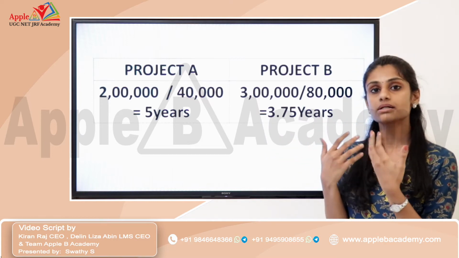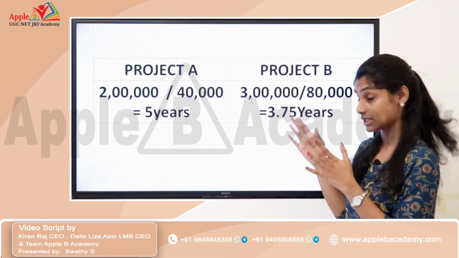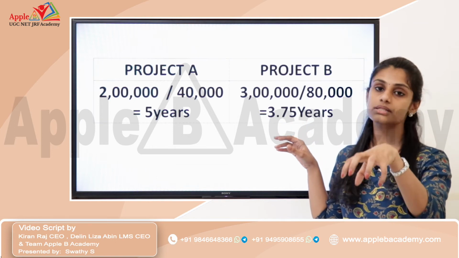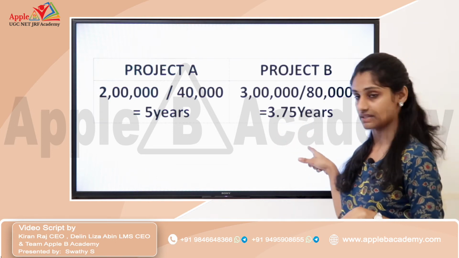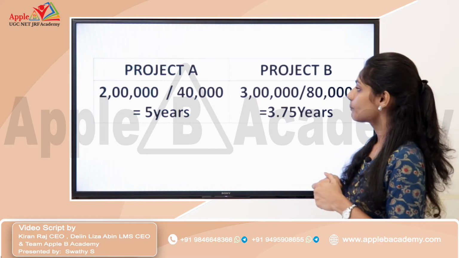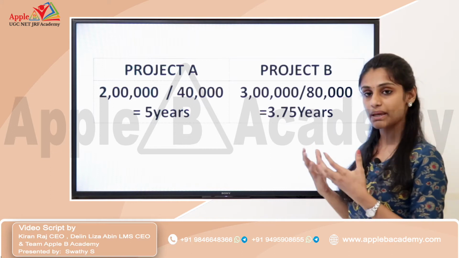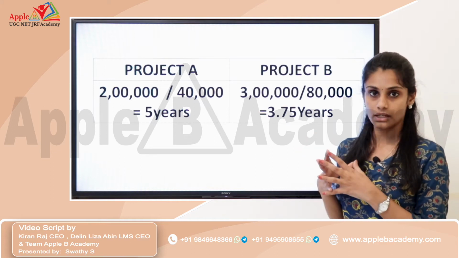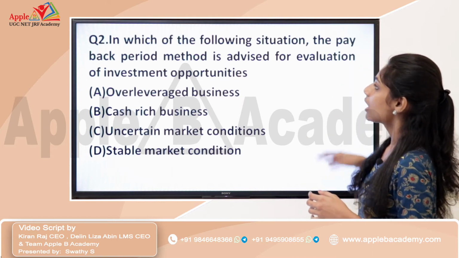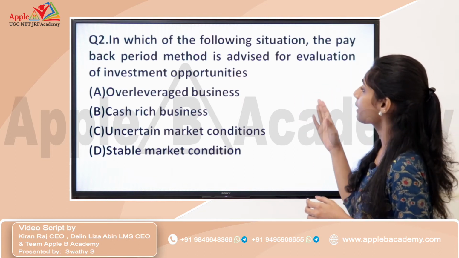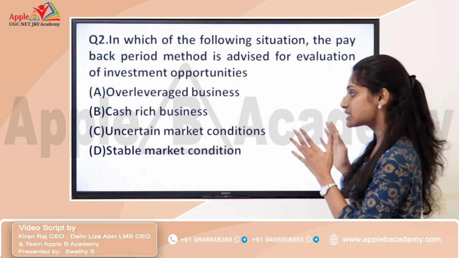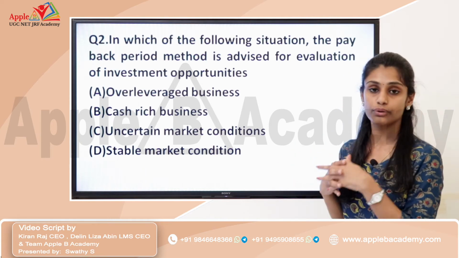So it is beneficial to go for project B if we are considering the payback period, because in this case we will get back the amount that we invested in the business within 3.75 years. But in the case of project A, you need 5 years. So you can go for project B as its payback period is much lower. Now, coming back to the question: in which of the following situations is the payback period advised for the evaluation of investment opportunities? Which type of business actually goes for the payback period?